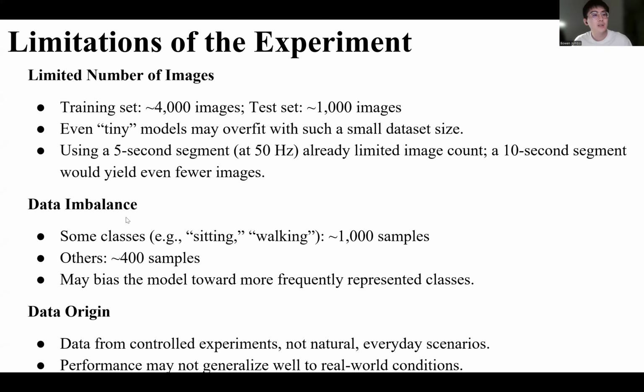And the next limitation is data imbalance. Some classes like sitting and walking have 1,000 pictures, and others have 400 pictures. It's difficult for the algorithm to learn all the features of all the labels. The last limitation is because of the data. My data comes from experiments, so the performance of the algorithm may not be good in the real world.